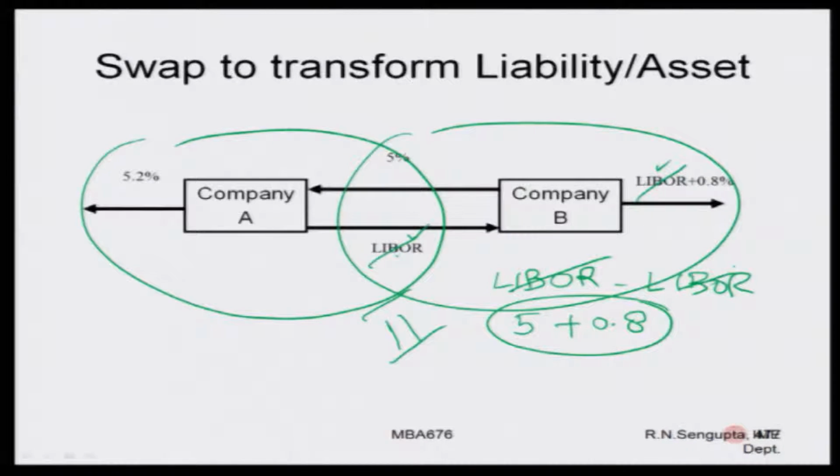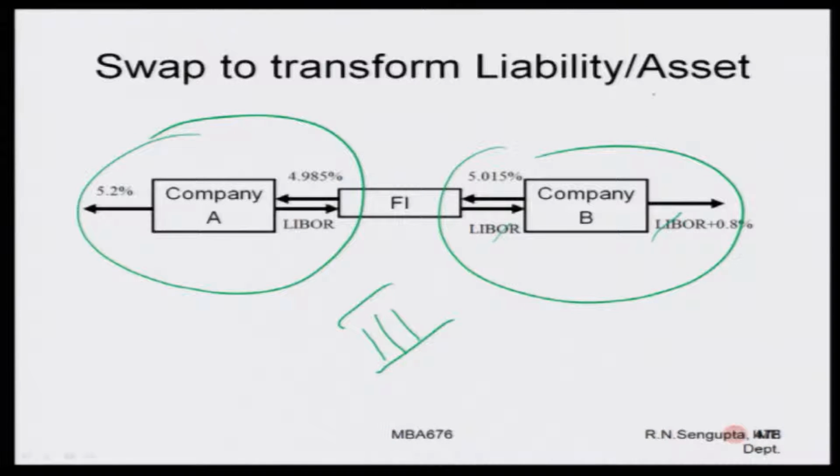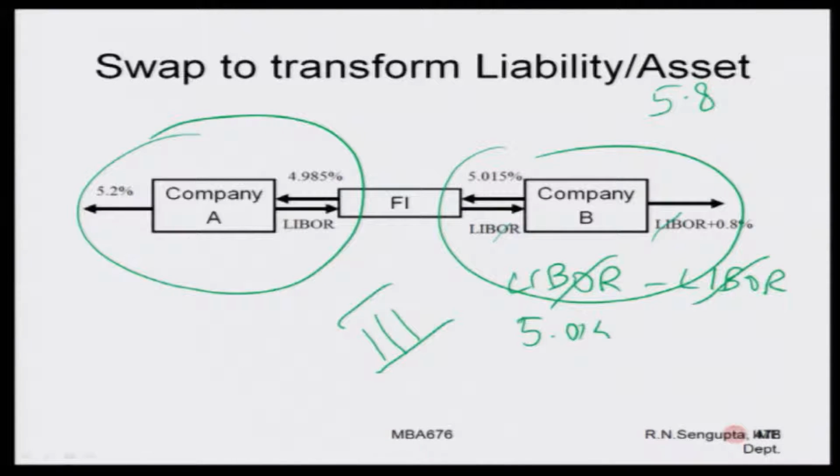So, with this let us go back to the other slide. So, let us write 5.8. Now, if you consider this, here LIBOR plus LIBOR minus cancels and it is 5.015 plus 0.8.